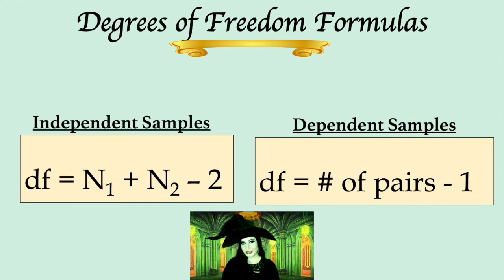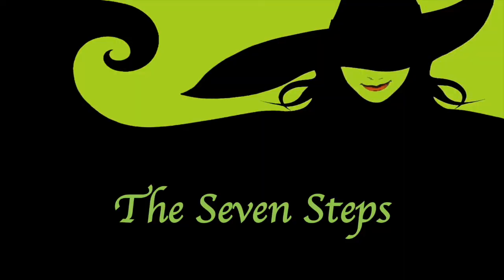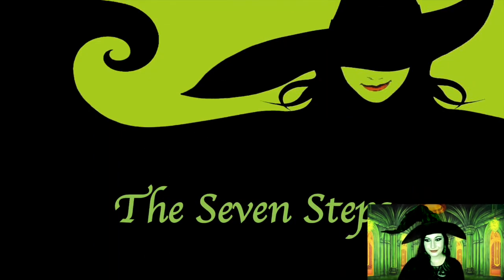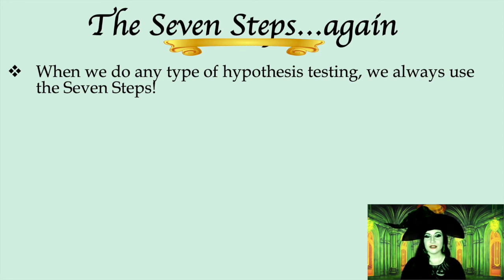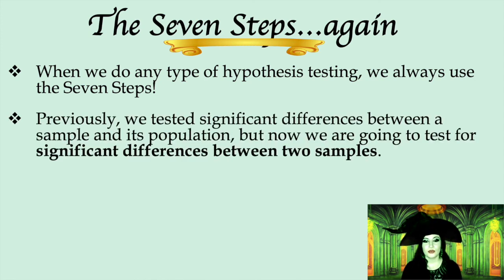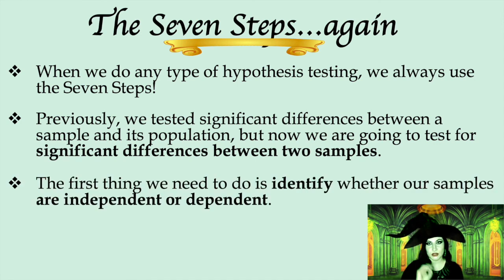Now that we've taken a look at the two different formulas that we're going to be using for independent and dependent samples t-test, let's revisit the 7 steps. Whenever we do any type of hypothesis testing, we always use the 7 steps, regardless if it's a one sample t-test, independent samples t-test, correlation, ANOVA, regression, any type of statistical analysis will follow hypothesis testing and the 7 steps. Previously we tested significant differences between a sample and its population. Now we're going to test for significant differences between two samples.